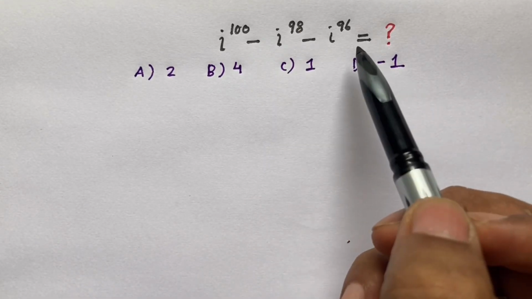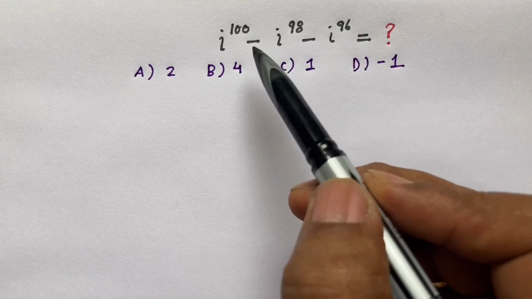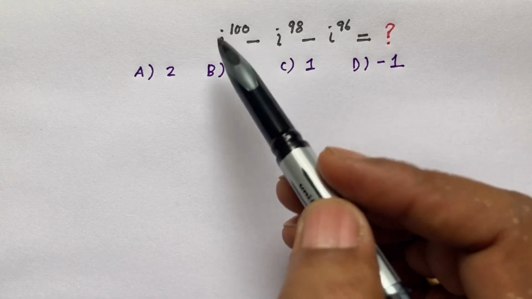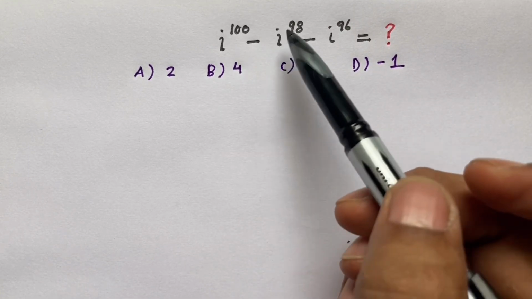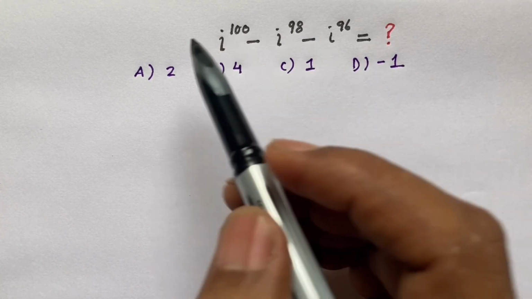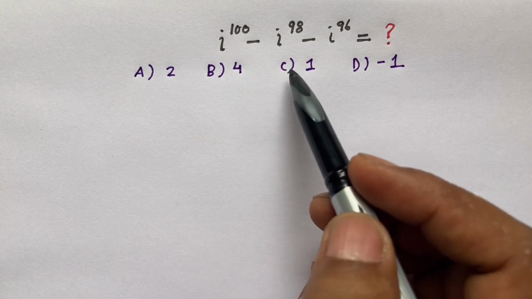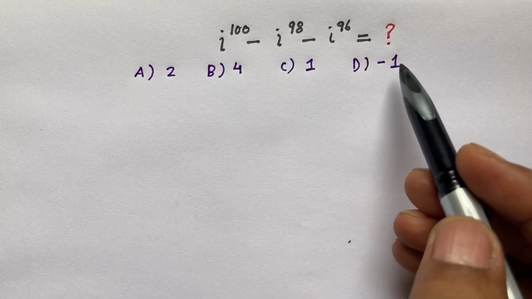This question is related to the imaginary unit of complex numbers, i, where you have to calculate the value of i^100 - i^98 - i^96, and you have to choose the correct value out of the options. A is 2, B is 4, C is 1 and D is -1.